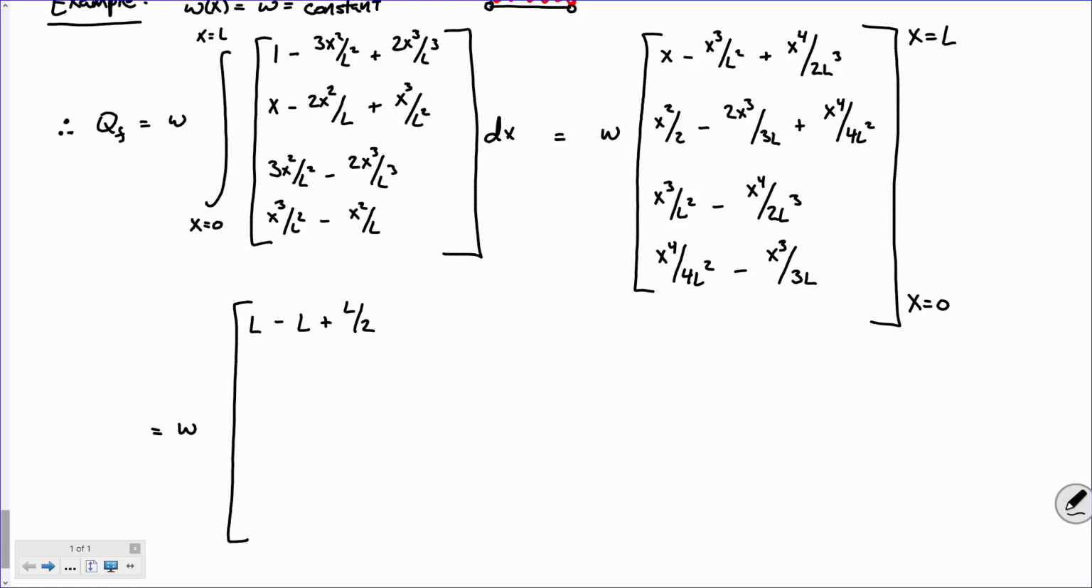What about the next one? It's going to be L squared over 2 minus 2L squared over 3 plus L squared over 4. Did I do that right? You tell me. We're good so far? Next one, what do we have? We have L minus L over 2. Next one, L squared over 4 minus L squared over 3.